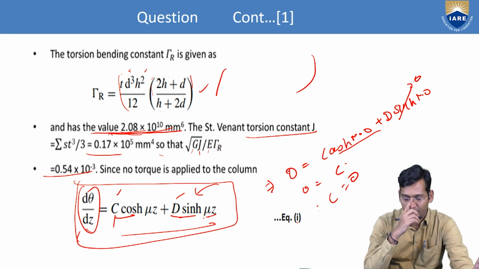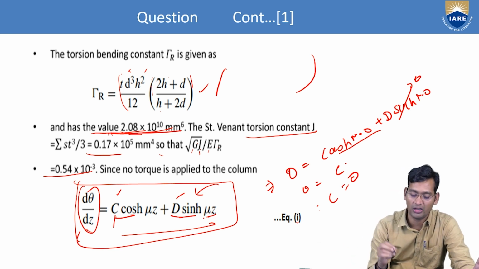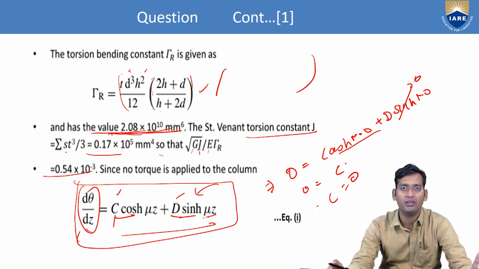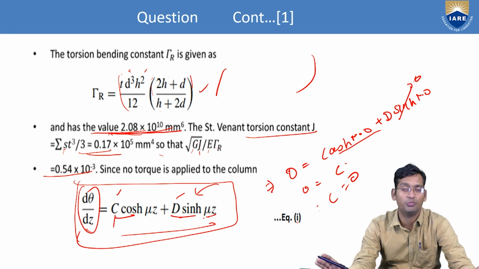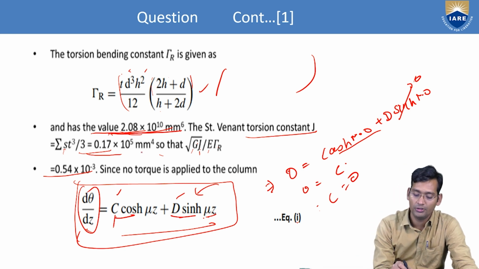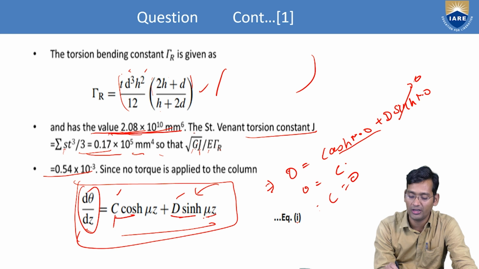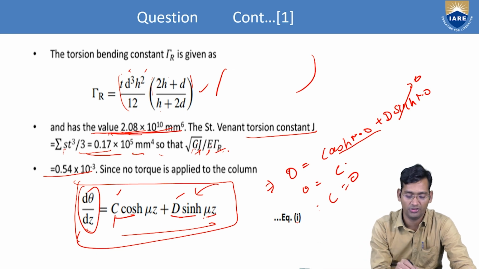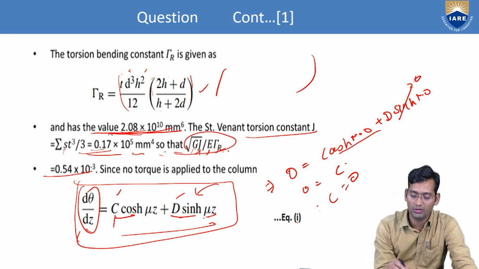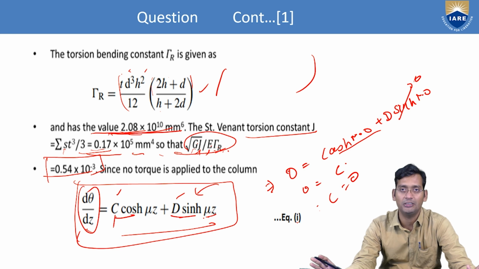Now we have tau R. Now from Saint Venant torsion constant J, that we have to find, that equals sigma of STQ by 12. After substituting that, we get 0.17 into 10 to the power 5 mm power 4. So now we have J. G by E is given, and J and tau R are found. So let's find root of G by E into J by tau R. After substituting the values, we get 0.54 into 10 to the power minus 3.